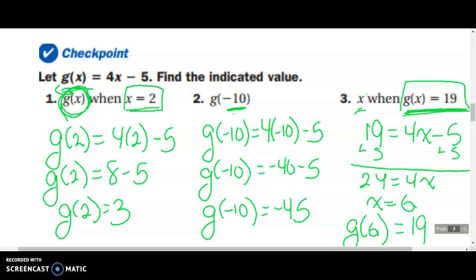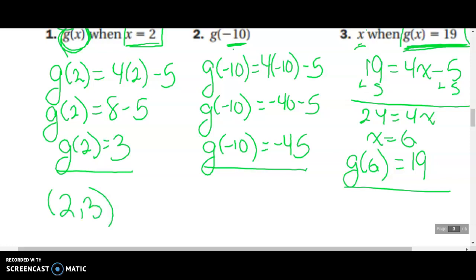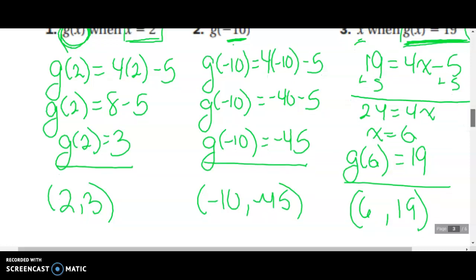And what we've found are 3 ordered pairs. This is the ordered pair 2, 3. This is the ordered pair negative 10, negative 45. And this is the ordered pair 6, 19. Remember how we talked last week about if we have an equation, we can just plug in x values and find y values to get a whole bunch of different ordered pairs to graph it? That's the same thing we can do here, just as a function.